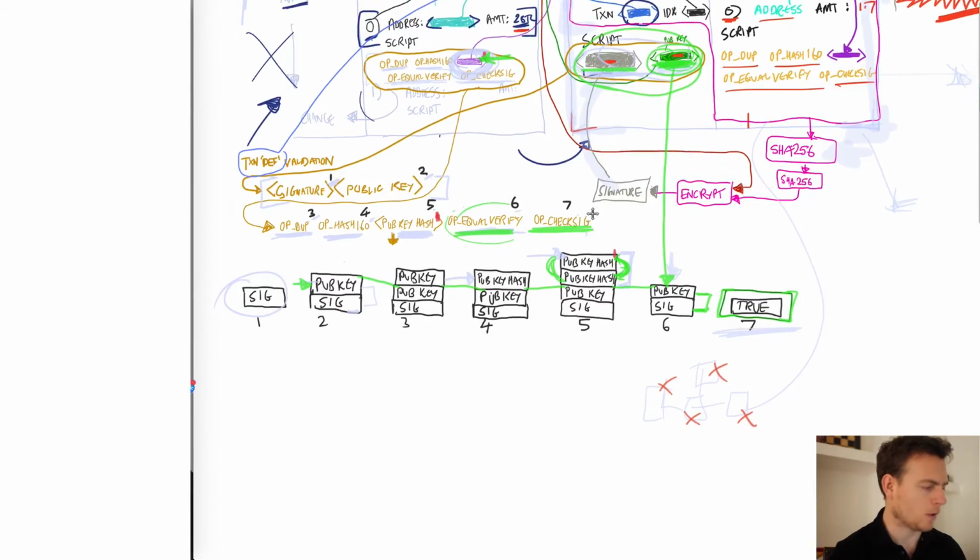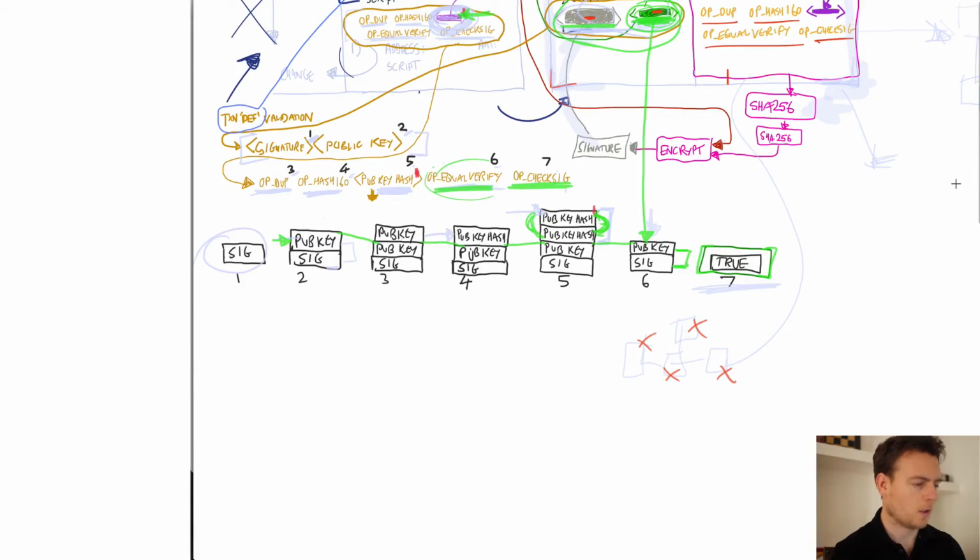So really the last piece of the jigsaw is what on earth is this OP_CHECKSIG operation here, right? What does it do? Well, it's quite simple, right? So we have a public key, right? And we have a signature.